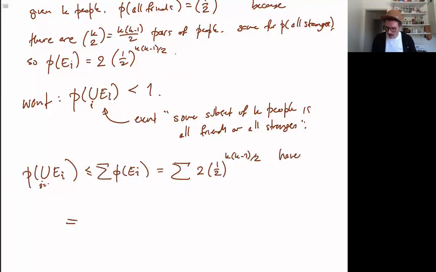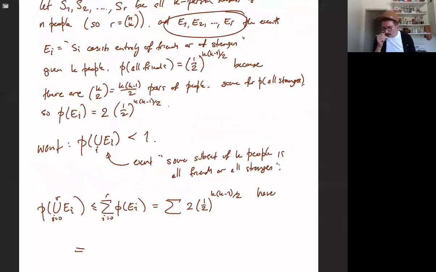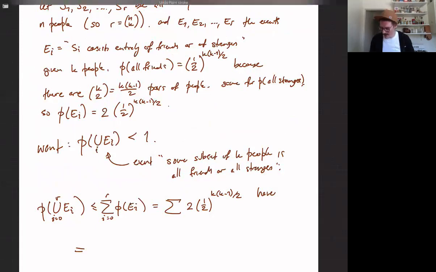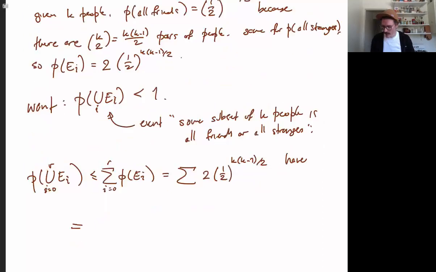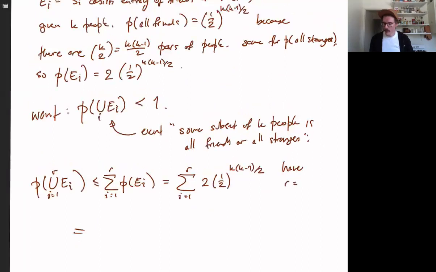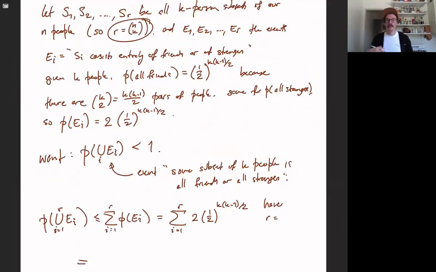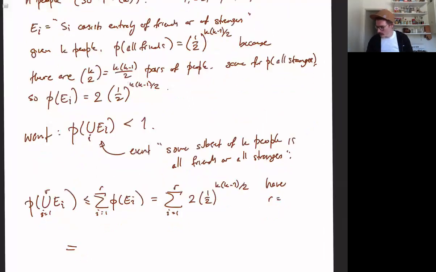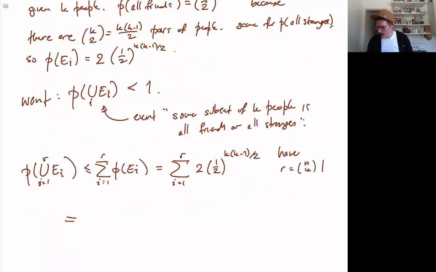So i is going from 0 to r, right? Because, I guess from 1 to r, now that I'm looking back at our thing, that makes sense too. i is going from 1 to r. So we have r terms in our sum. And remember we said that r is n choose k because it's just all the possible k person subsets. So r is n choose k. We have this many terms in our sum.